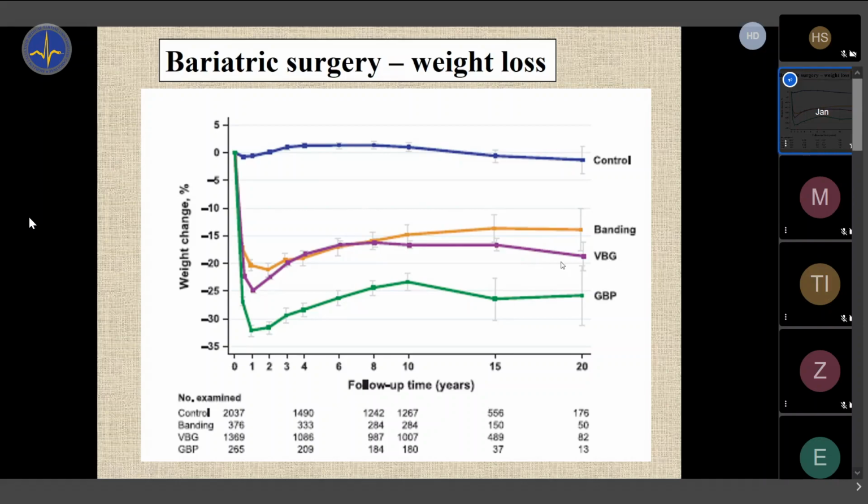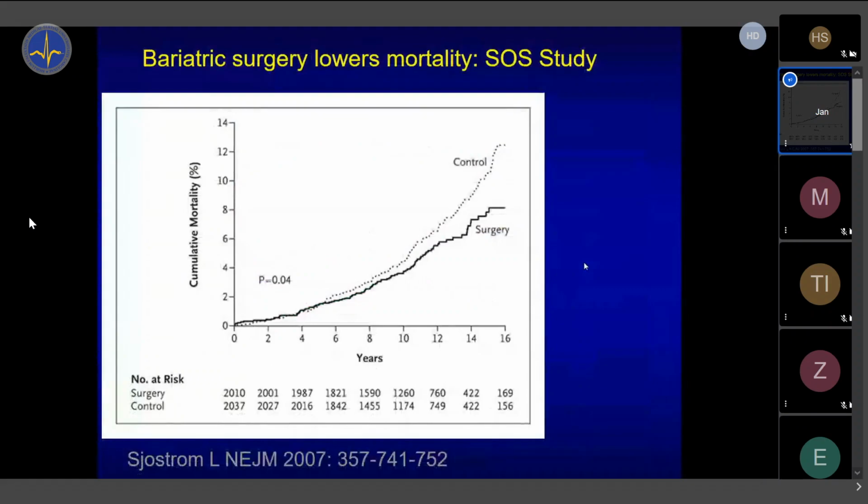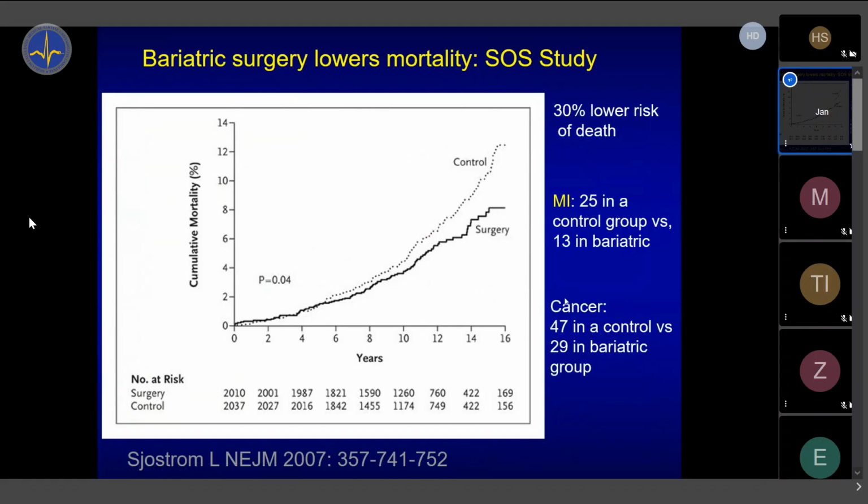The red line or purple line is application. So you can see that the weight loss is significant and is sustained, right? Over 20 years, people still have detectable significant weight loss, and it's reflected in mortality, right? Mortality, weight loss, okay, interesting, but do people live longer? Yes, they live longer. They have about 30% decreased mortality, and they have less myocardial infarction and less cancer. Again, 16 years of follow-up, any surgery versus control. So it has an effect.